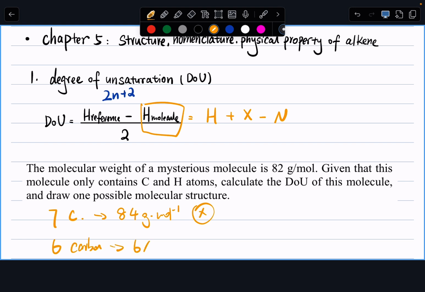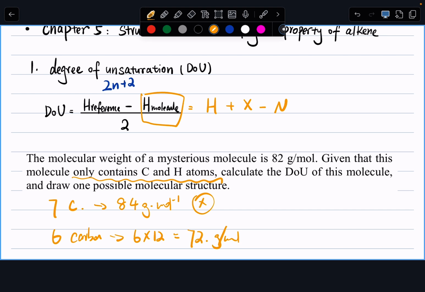Well, so that's going to be 6 times 12. That gives you 72 grams per mole. And we know that this molecule only contains carbon and hydrogen atoms, so the molecule will be C6H10.